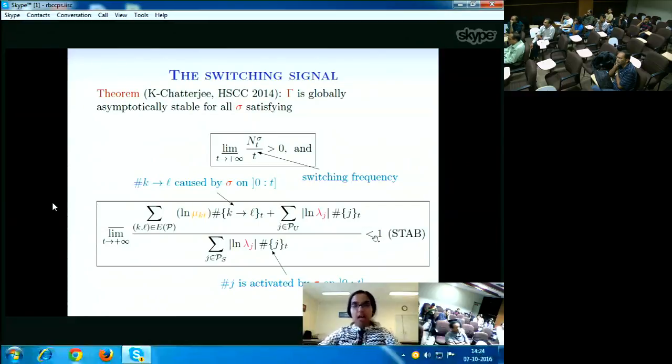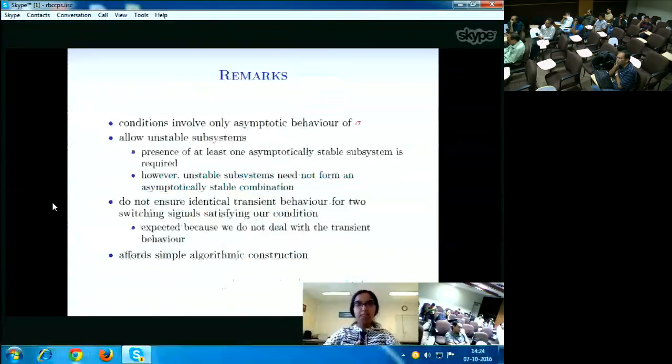Now summarizing, this result says that a discrete time switched linear system is globally asymptotically stable under a switching signal that satisfies these two conditions. Now let me highlight some features of this result. So the first thing that we already noted is that our conditions involve only asymptotic behavior of the switching signals. So they do not involve nor imply pointwise bounds, unlike the earlier conditions.